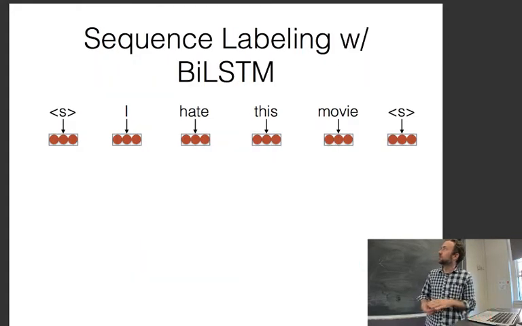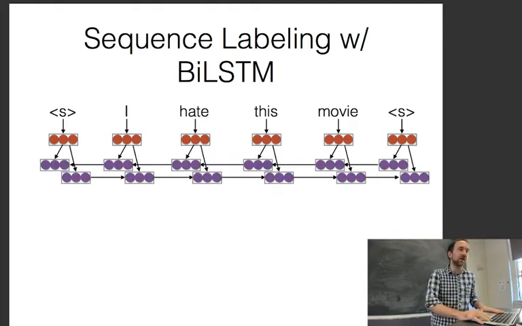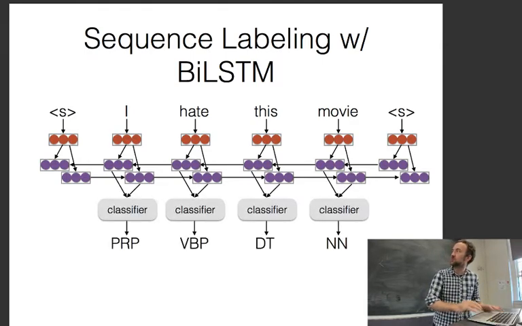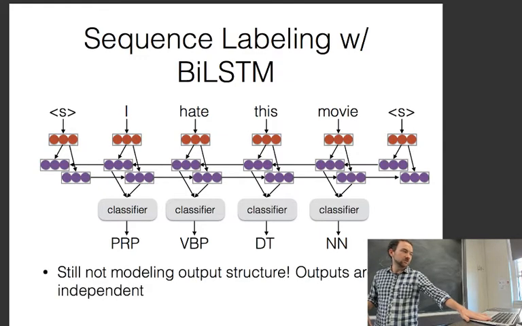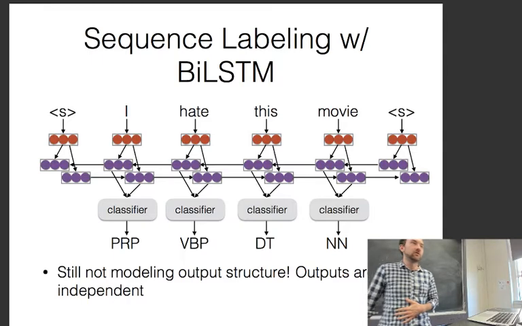Okay, so let's do this with a bidirectional LSTM. We take a bidirectional LSTM and we run over the input sentence, and then we make our predictions here. So is this structured prediction? Anybody? Who says no? Who says yes? So the answer here is no. It's not a structured prediction model, and the reason why is because we are still making independent predictions, even though we have some really fancy feature extractor over the input.